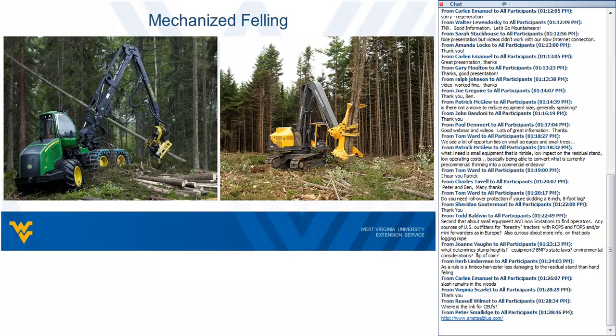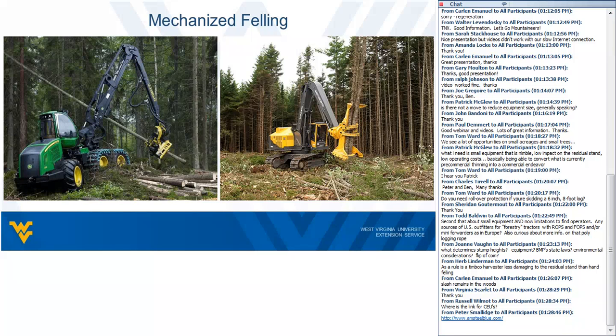I can see that. So, is there a general rule of thumb? Herb wants to know if there's a general rule of thumb about whether a Timco harvester is less damaging to a residual stand than hand felling. You've mentioned some of the things like residual stand density, but what considerations would move you towards hand felling versus mechanized felling to reduce stand damage?